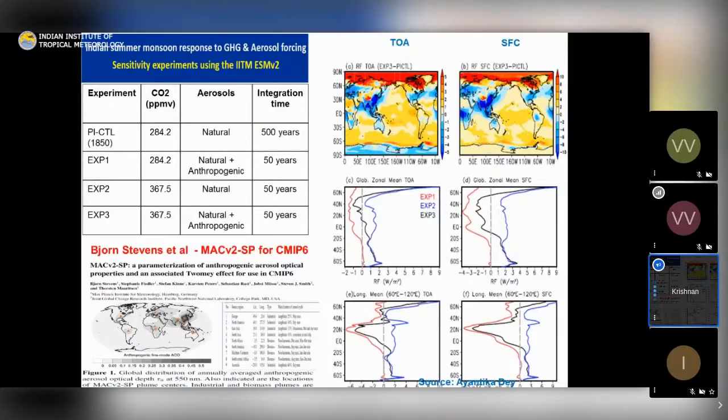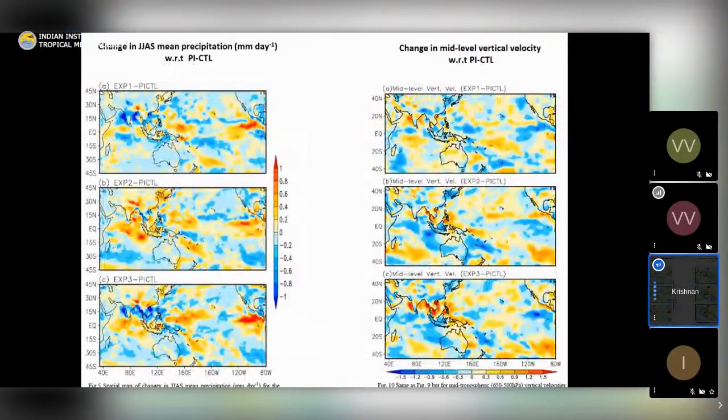And when we try to see the precipitation response to the individual and combined effects of the northern hemispheric aerosol and GHG forcing, we find that if you have more aerosols and also global warming, the monsoon precipitation reduction can be even more substantial than just the aerosol forcing over South Asia. This is a paper that is under review, so I will not go into these details.